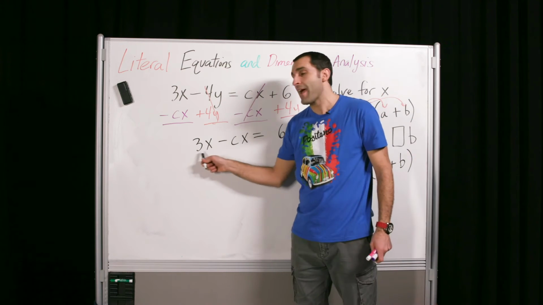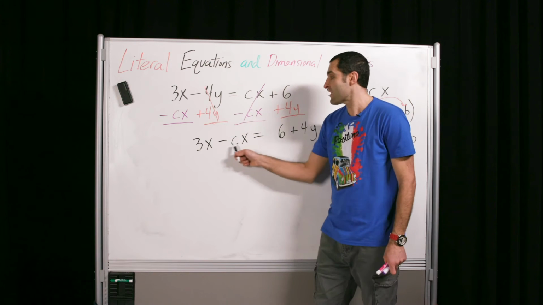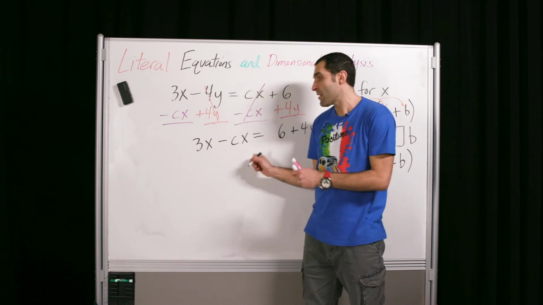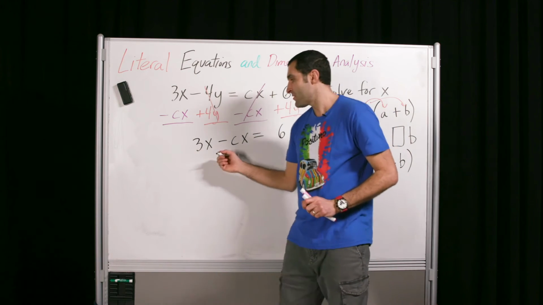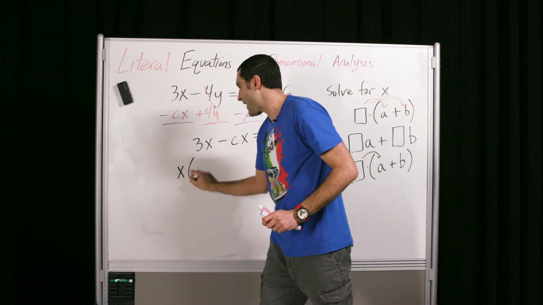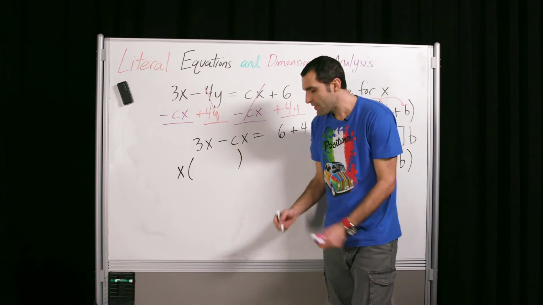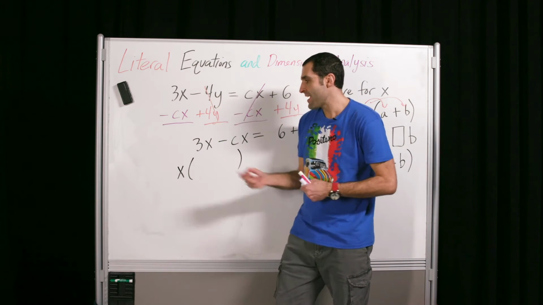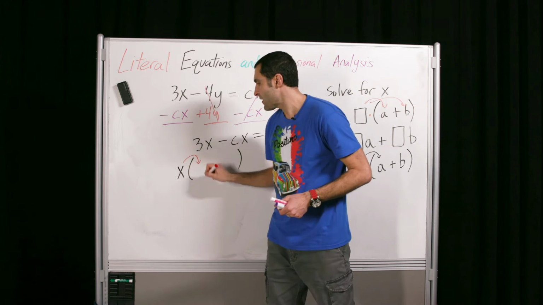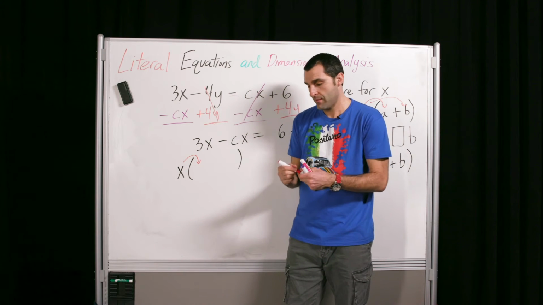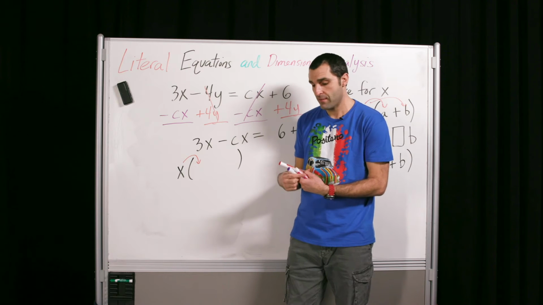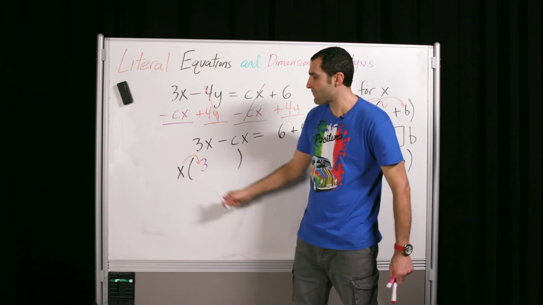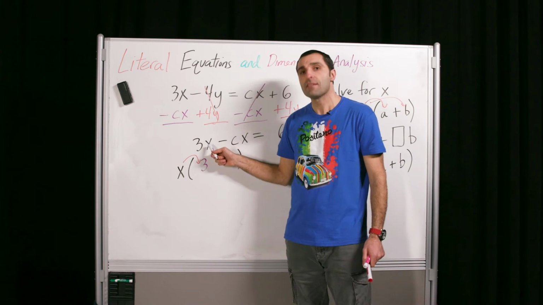Do you see that x is a factor of 3x? Do you see that x is a factor of negative cx? So let's undistribute x. Pull x out. Do distributive property backwards. Boom. And I'll ask the same questions I asked over here, all right? The question is, x times what is 3x? Well, 3. Look at it after the fact. Is x times 3 3x? Yes.